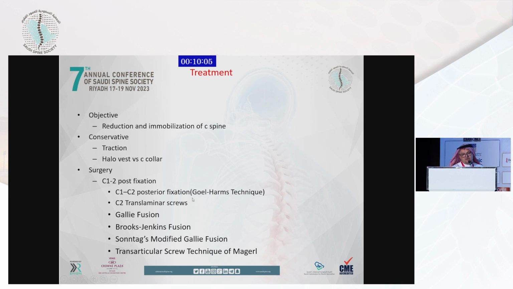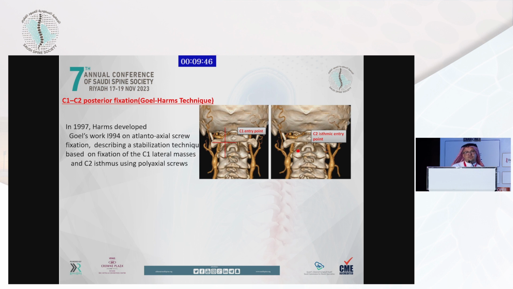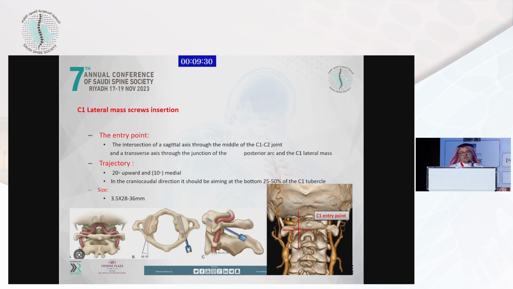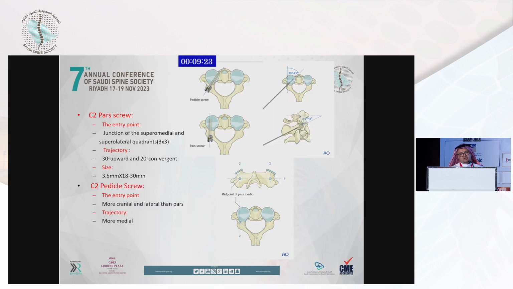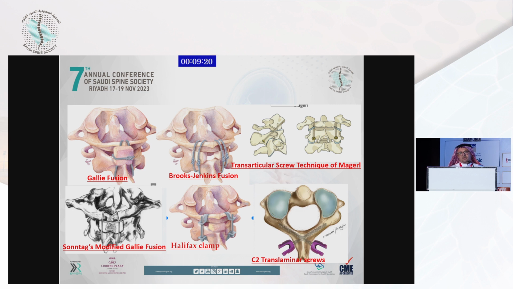For C1-C2 posterior fixation, nowadays we typically use polyaxial screws in the C1 lateral mass and C2 pars or pedicle. The other options, described before for history, are Gallie fusion, Brooks and Jenkins fusion, and Magerl transarticular fixation. This is the usual entry point for C1-C2 posterior fixation. It was first described by Goel in 1994, then modified by Harms in 1997, and since that time we have been using the modified technique. This is briefly the insertion and trajectory of the C1 lateral mass screws, and this is the C2 pars and pedicle screws. And these are the other techniques that are usually used.